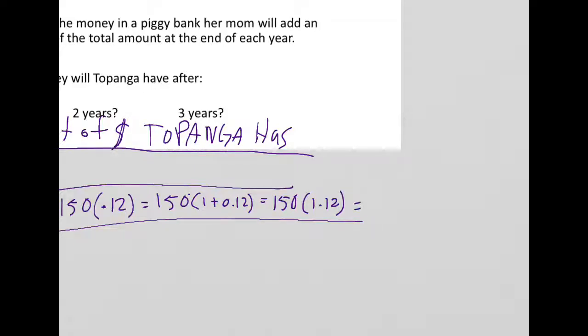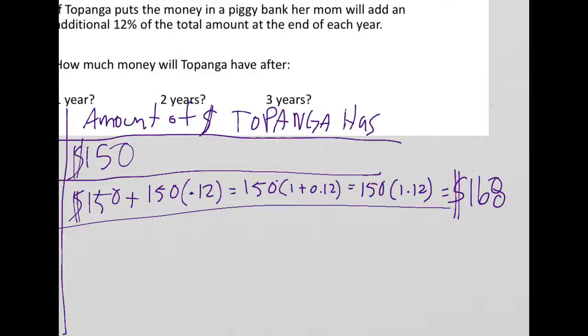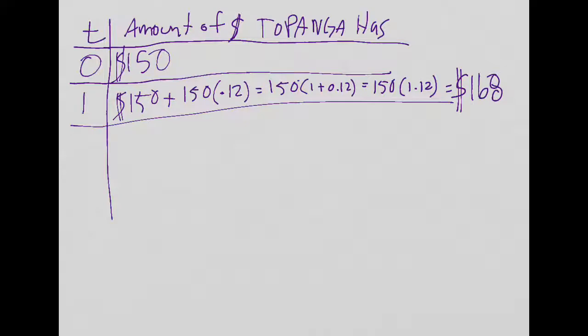That number is going to be $168. So after 1 year, she gets $18 from her mom just for not spending that initial amount of money. And then what happens after, say, 2 years?